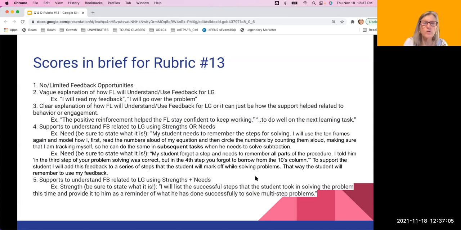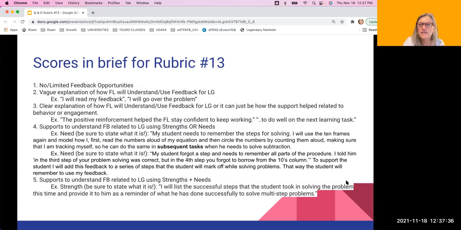So here you've not only said what the feedback is and how it supports the student to get to the learning goal, but you're also extending it now by turning it into a checkoff sheet for the student. And then to get a 5, you just have to show the same question in terms of a strength and a need. So this one is a little bit easier to get a 5 on because of that, if you've related your feedback to a strength, which most of you have.